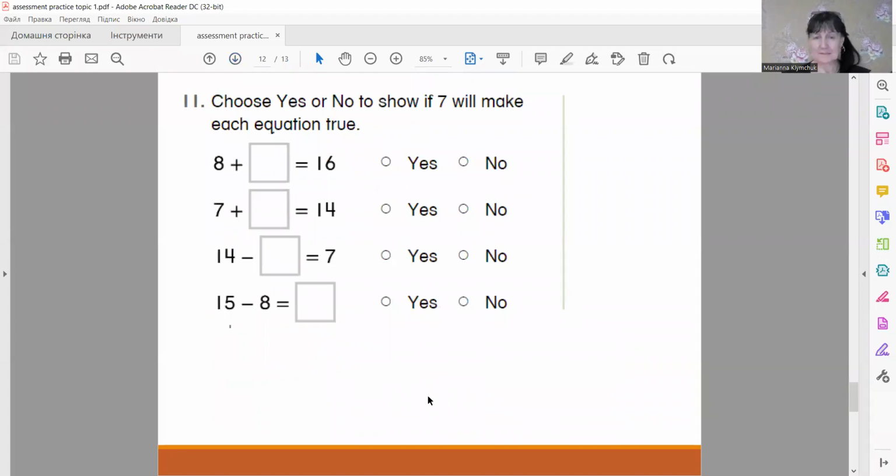Okay, next task, also be very attentive here. The task tells you, choose yes or no, to show if 7 will make each equation true. What do you need to do with that number 7? Just take your pencil and write that number 7 everywhere. Everywhere you write it, you put it in the blank box, okay? And then you just check. Does it fit or no? Makes equation true or no?